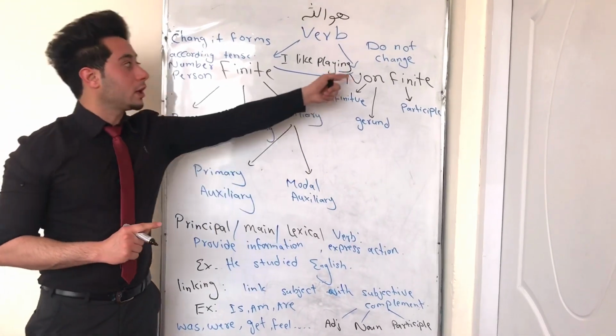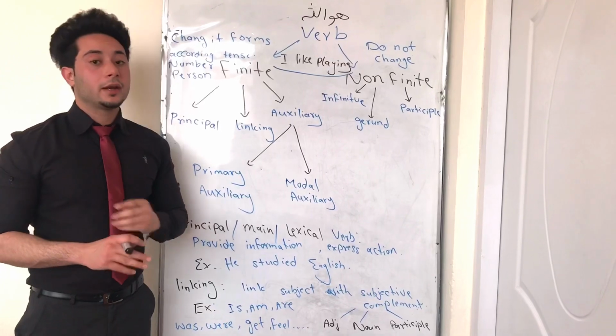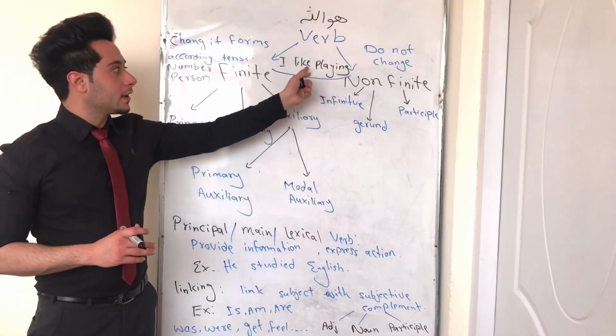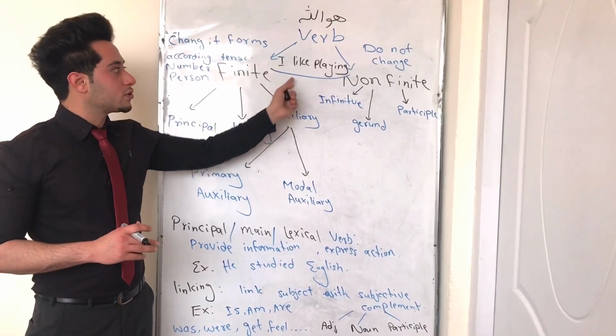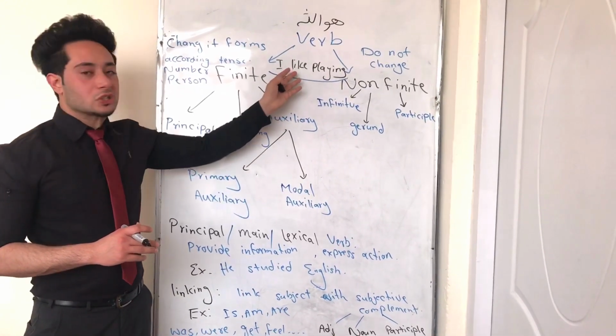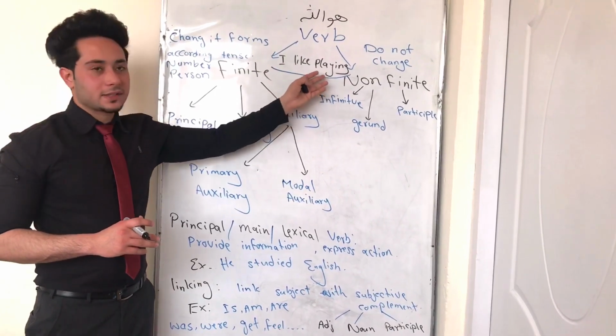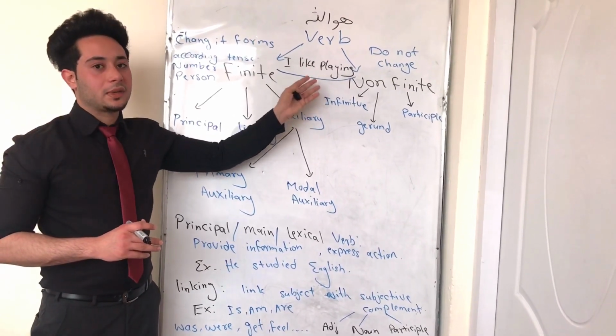And what are non-finite verbs? Non-finite verbs are those verbs that do not accept any changes. For example, I like playing. In this sentence, like is a finite verb because if we use like with a third person singular, like will change its form and get an s. She likes playing. But playing is a non-finite verb because it won't accept any change.